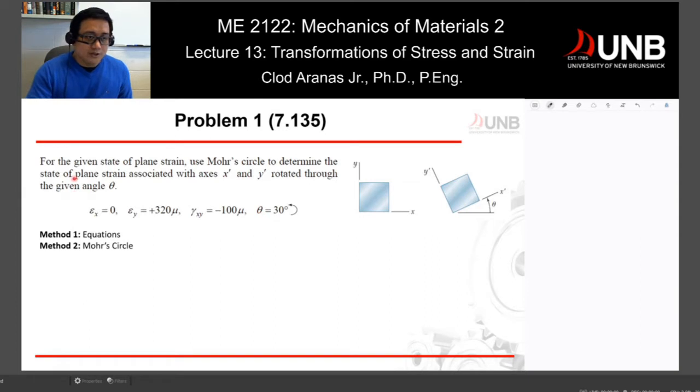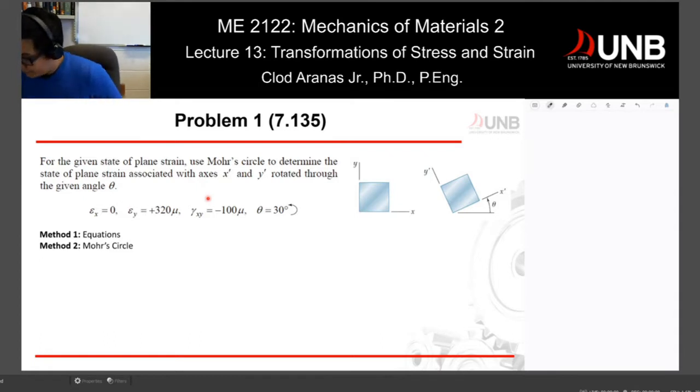So for this problem, for the given state of plane strain, use Mohr circle to determine the state of plane strain associated with axis x prime y prime rotated through the given angle theta. And this is theta. It's counterclockwise, which means it's a positive angle. And we have this number, and we started solving it using transformation equations. Now for transformation equations, let me just go to the proper page in my notebook. Okay, it should be this one. Okay, so now the givens are the following.